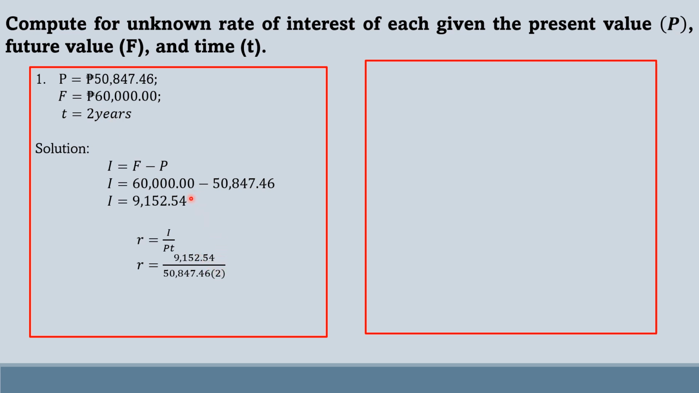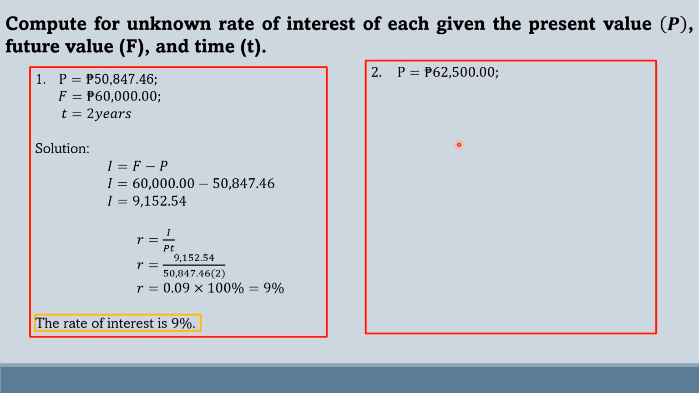9,152.54. Saan yan nanggaling? Dito po. Divided by, ang ating pong present value is 50,847.46 at ang ating pong time is 2 years. Ayan. So, ang ating pong magiging interest rate ay 0.09. Times po natin siya sa 100 para po maging percent. So, the rate of interest is 9%.